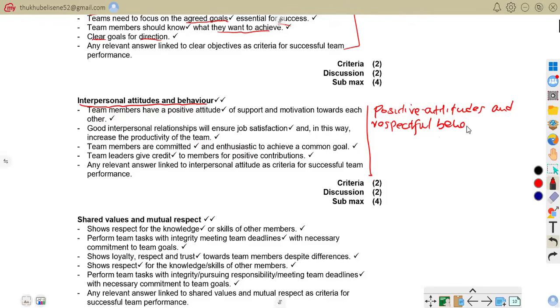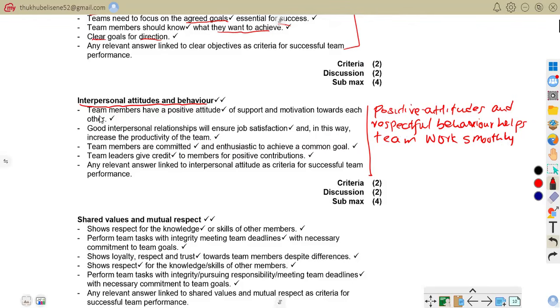Respectful behavior helps the team work smoothly. So for example, team members listen and support each other during meetings.